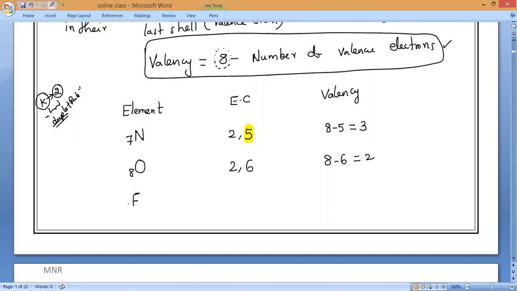Same way, fluorine. What is the fluorine atomic number? 9. So 2, 7, which is 8 minus 7, which is equal to 1. Write it.